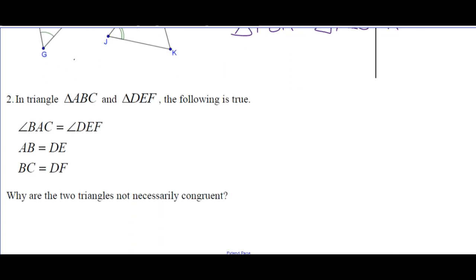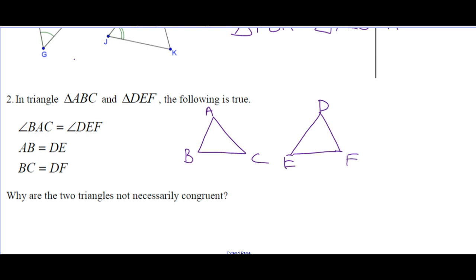Okay, one more. In triangle ABC and triangle DEF, the following is true. So we're going to have to draw out a couple of triangles, right, which are likely congruent. Right? So why are the two triangles not necessarily congruent? So we're going to give a reason why they aren't congruent. It doesn't have another side or another angle. Okay, so ABC and triangle, I'm going to make them look kind of congruent, right? DEF, kind of. Okay, so they kind of look congruent.